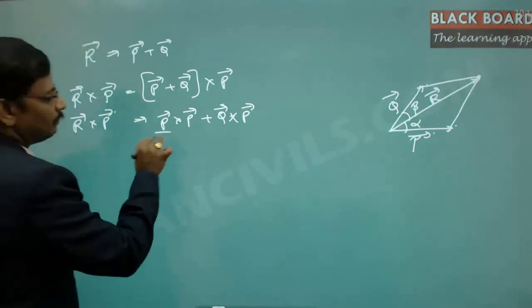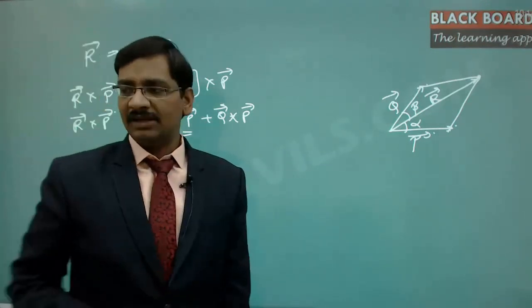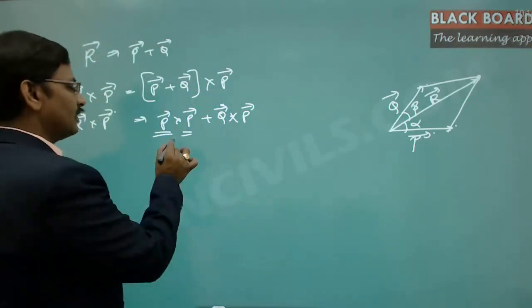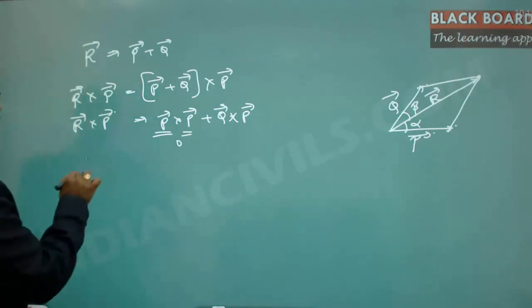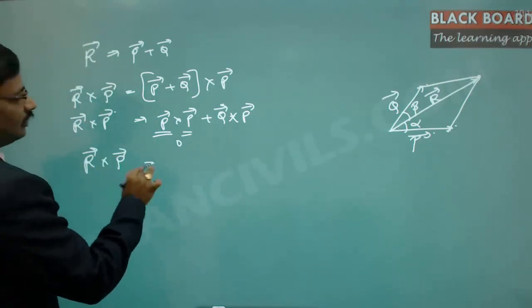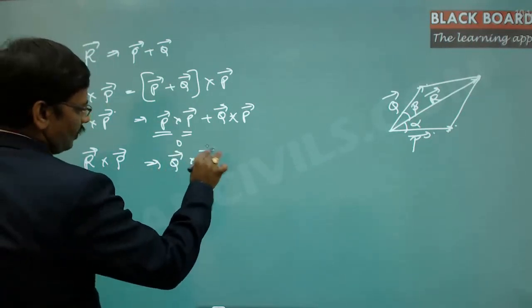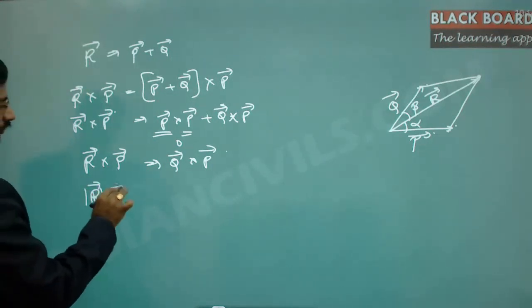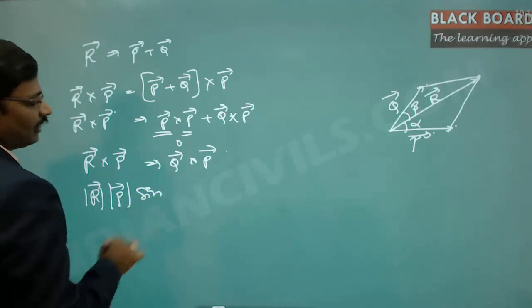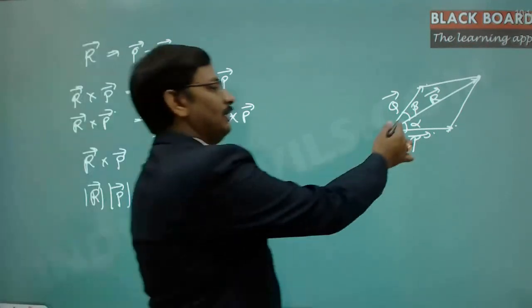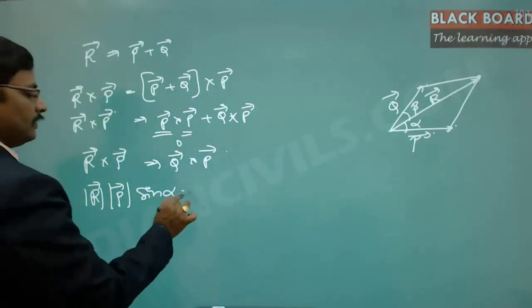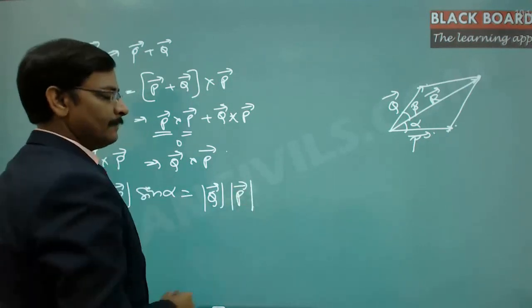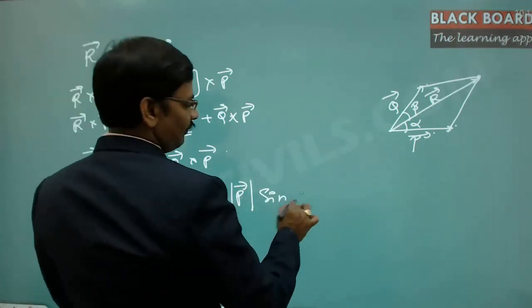And you know that p cross p is always 0, because the angle between the vectors which are the same vectors is always 0, because both are the same vectors. So the result of this is going to be 0. And then we are left with r cross p is equal to q cross p. If we convert this into the normal way, that is the magnitude of r and magnitude of p into sine of the angle between r and p. The angle between r and p is alpha, so sine alpha is equal to the magnitude of q into the magnitude of p, sine of the angle between p and q, which is alpha plus beta.